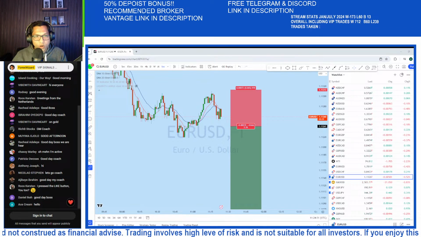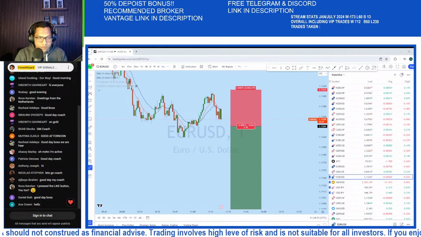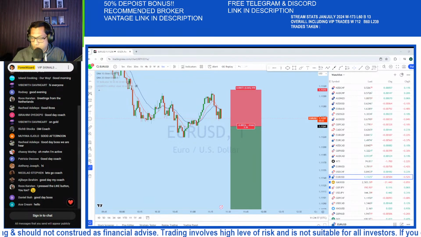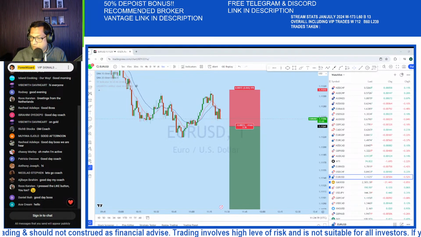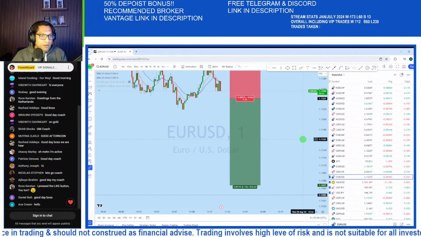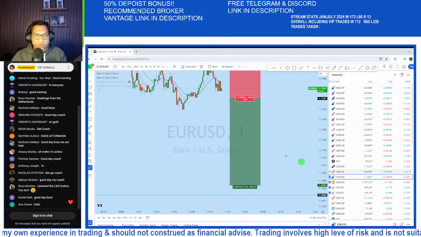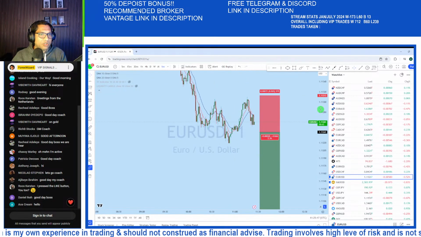So at 1.1124, and TP will be at 1.1107. So this is a 7 pips stop loss.